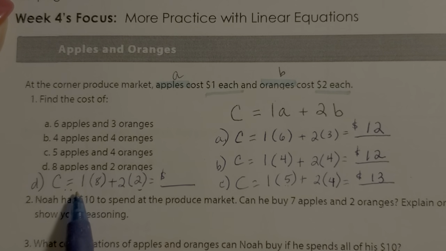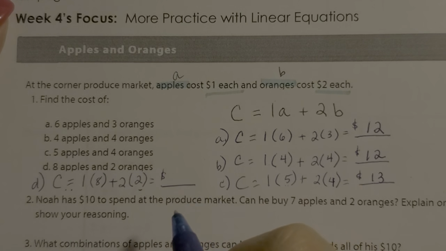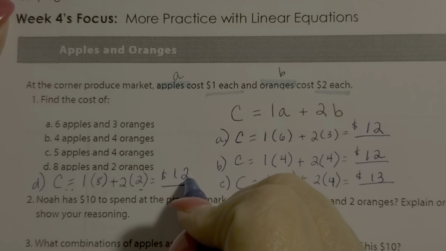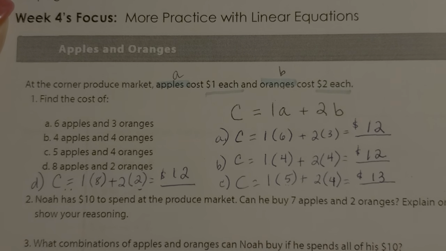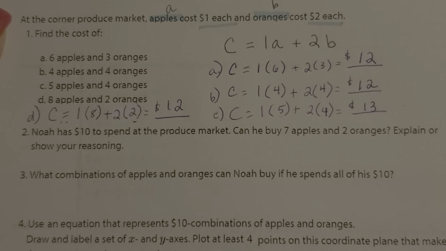And then for D, 8 apples is $8. And 2 oranges is 2 times 2, which is $4. $8 plus $4 is $12. The next question says Noah has $10 to spend at the produce market. Can he buy 7 apples and 2 oranges?